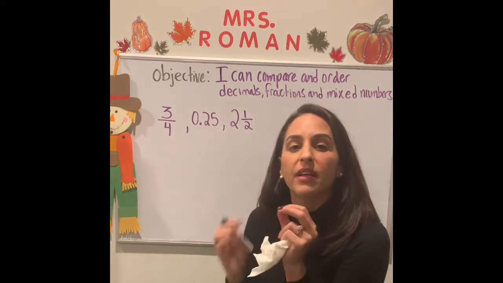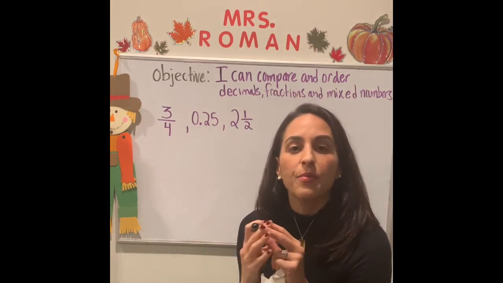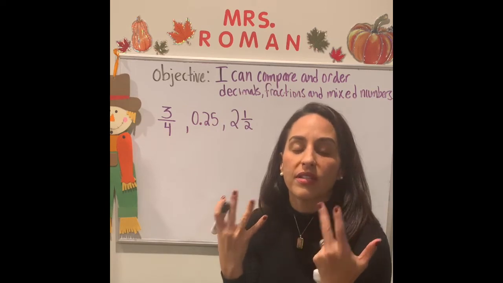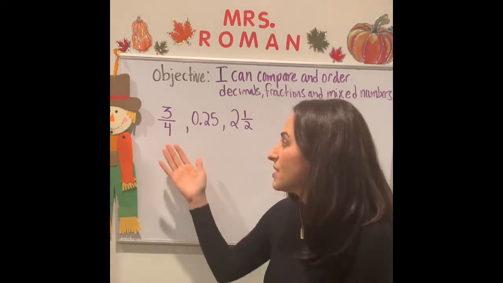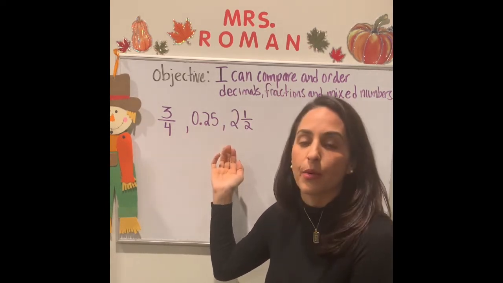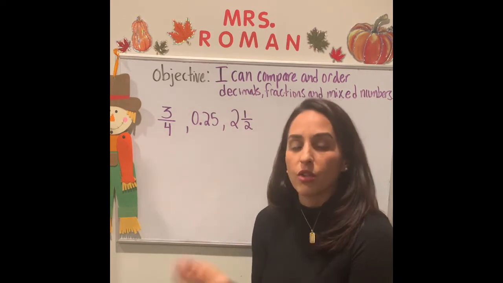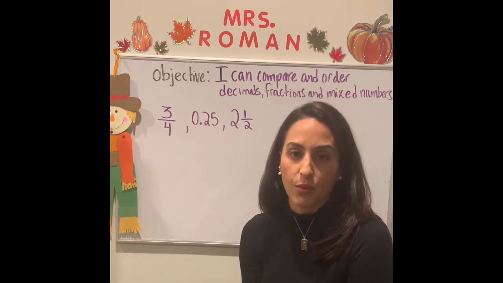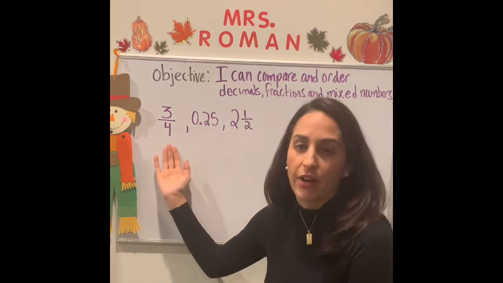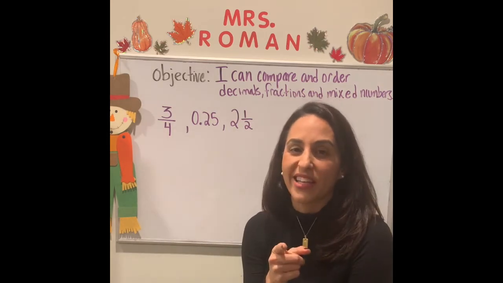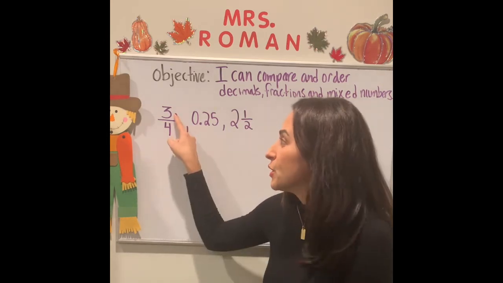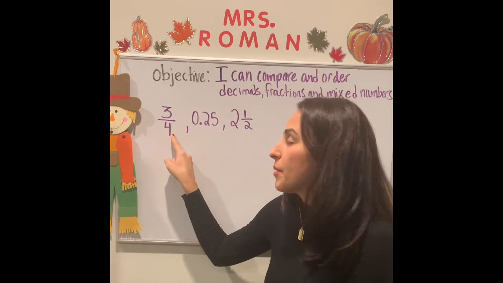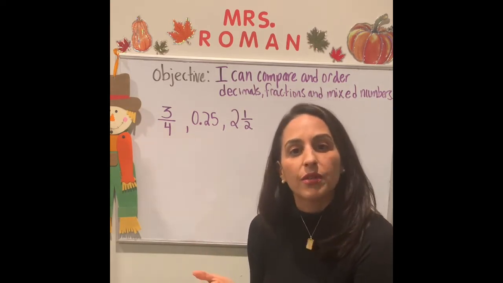In order to be able to compare them though, you have to make them all the same form. So this is a fraction, this is a decimal, this is a mixed number. We have to decide what do we want to convert them all to. The best way to go about this is to convert them all to decimals. How do we convert a fraction to a decimal? You know the answer. You have to divide the numerator divided by the denominator. So let's go ahead and do that.